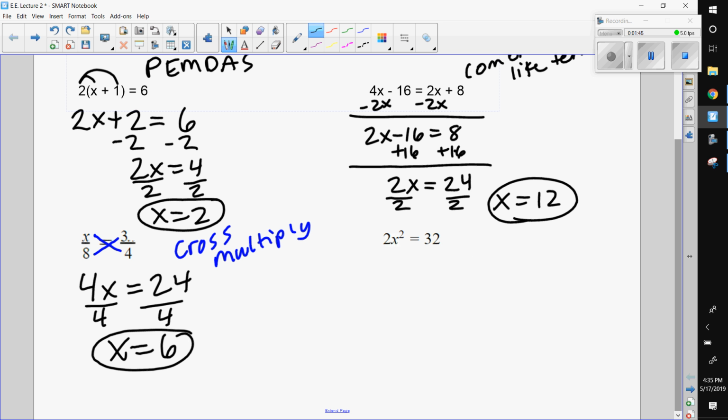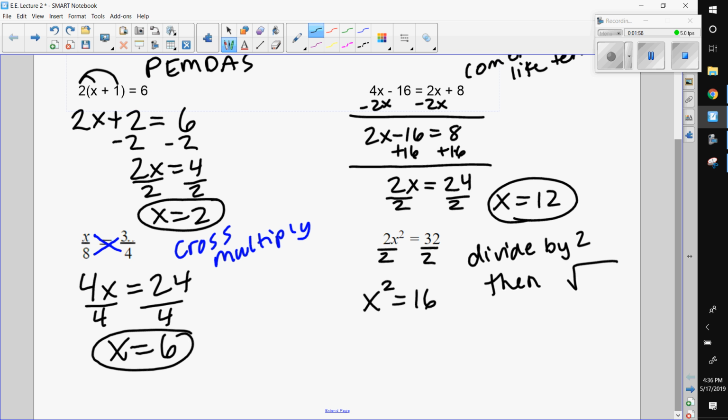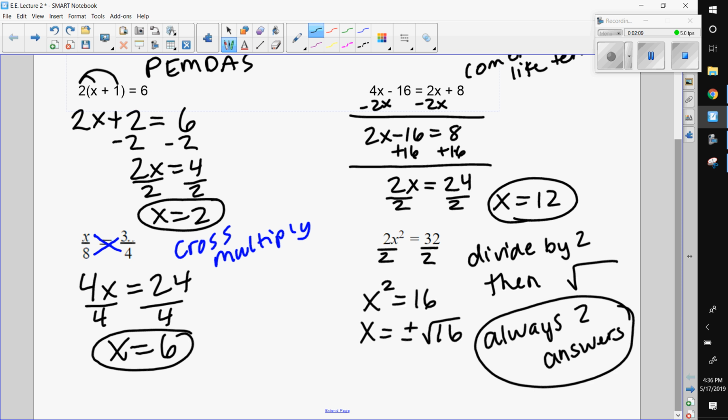And the last one, we want to divide by 2, then take the square root. So I'm going to divide by 2, so I get x by itself. I get x squared equals 16. Now I get x equals the positive and negative square root of 16. So there's always two answers with ones like these. I get x equals 4 and x equals negative 4. So always two answers with x squared.